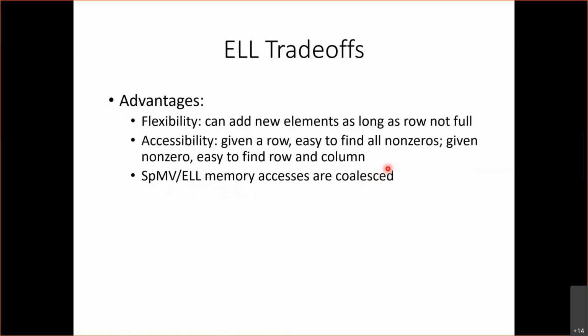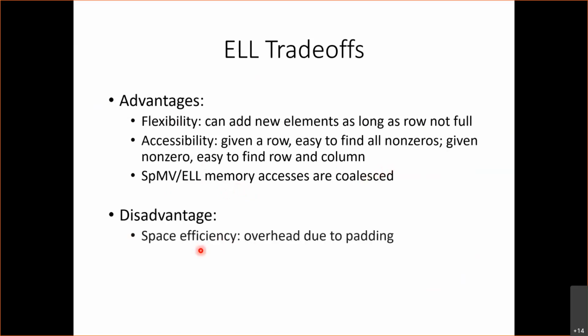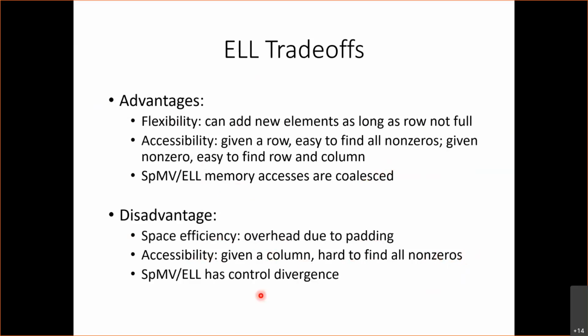On the other hand, the disadvantages are space efficiency. We have a lot of overhead due to the padding, and we saw how much the copy time took compared to the others. Also, accessibility. Given a column, we cannot find all the non-zeros, but COO and ELL also did not allow me to do this. Only CSC allowed me to do this. And then finally, control divergence. SPMV ELL has control divergence.